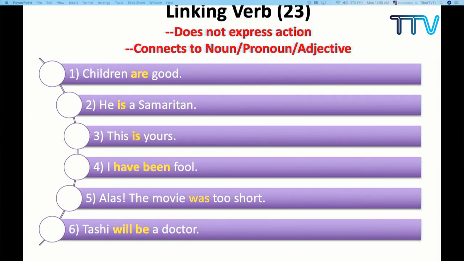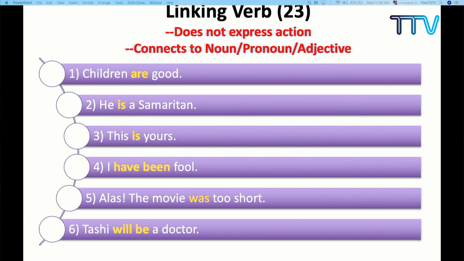So the linking verb connects a noun, it also connects a pronoun, it also connects an adjective. Do you see any pronoun being connected here? Yes, if you look at the third sentence, this is yours. So is connects the pronoun. Yours is a pronoun. So a linking verb connects nouns, pronouns, and adjectives.